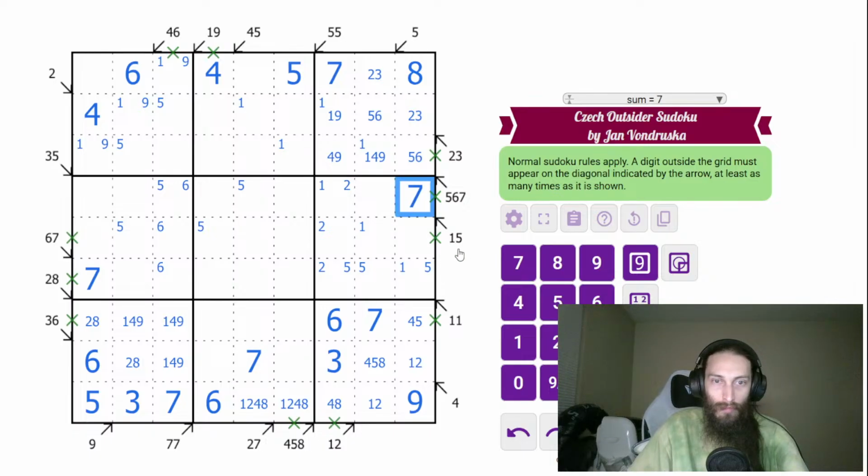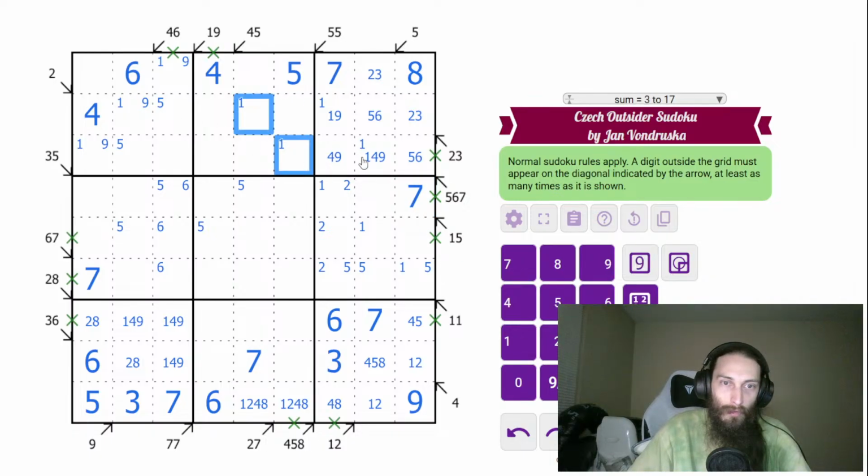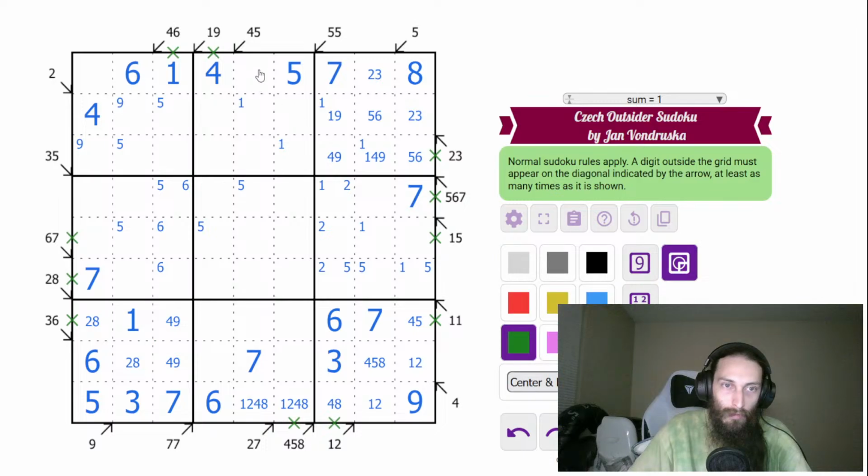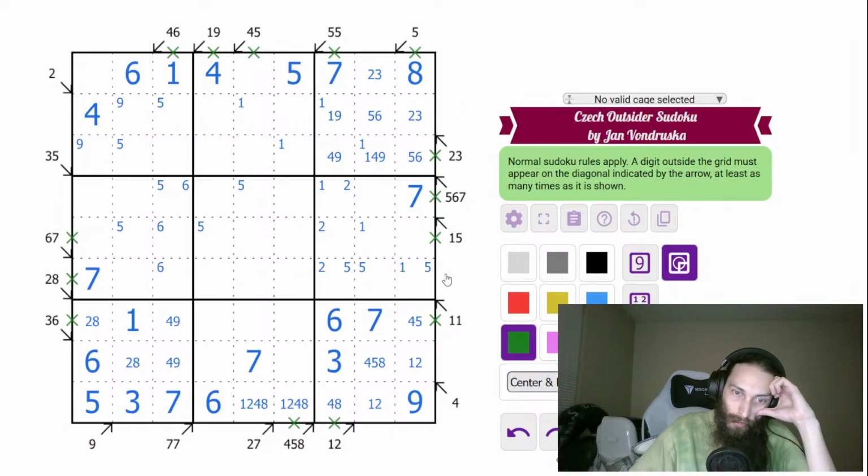Boxes 2 and 3 have a 1 X-wing. And that one places the one in box 7. 5 is more or less done.